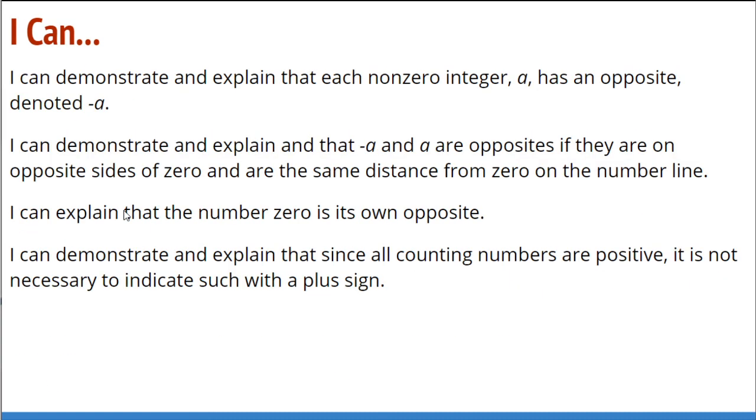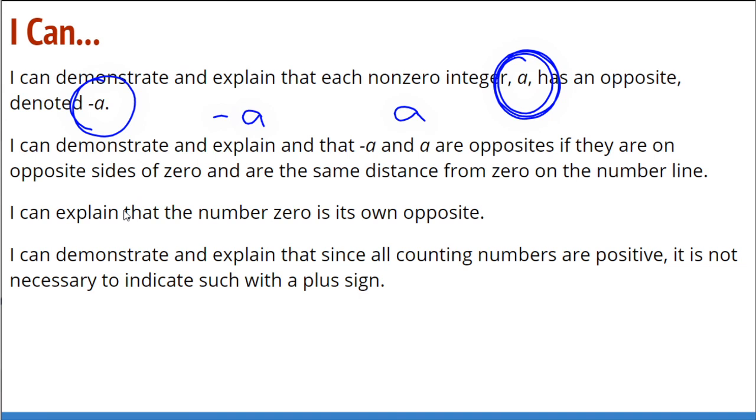All right, quick look at the I can statements for the lesson. Hopefully you're feeling pretty confident that you can demonstrate and explain that each non-zero integer a has an opposite that would be written as negative a. So if I have a whole number a, I have an opposite negative a, and I can say the opposite is true. If I have a negative a, that means there is a positive a.